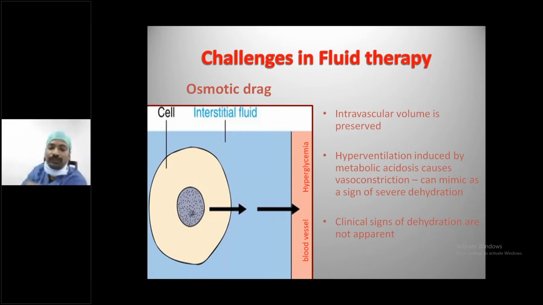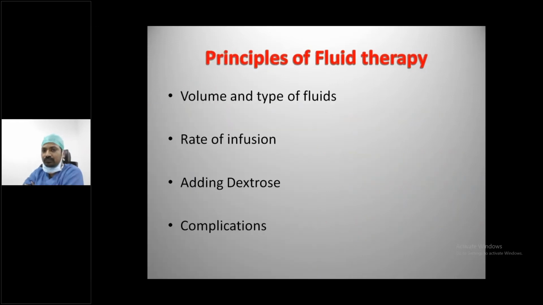And the second thing is that hyperventilation induced by metabolic acidosis will cause CO2 washout. This hypocarbia will result in peripheral vasoconstriction, and the peripheries become cool. That might mimic a sign of severe dehydration. So it is very difficult to assess the severity of dehydration, because clinical signs of dehydration are not apparent, particularly in DKA.